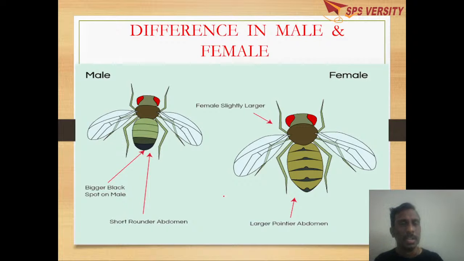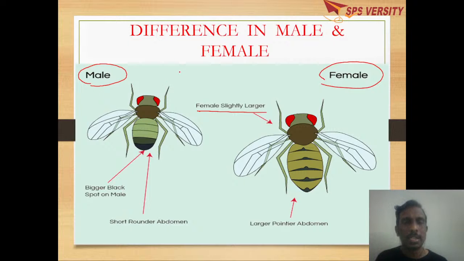In this picture, you can see the difference between male and female Drosophila. The female Drosophila has a broad abdomen. The male has a narrow abdomen, and in the male the bigger black spot at the bottom is short and round. The female is slightly larger when compared with males. That means externally, that is phenotypically, male and female can be differentiated.